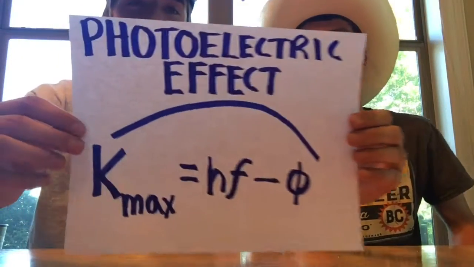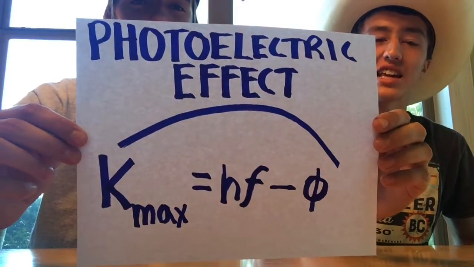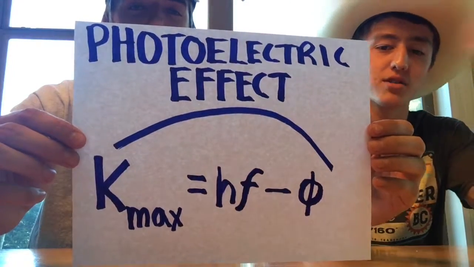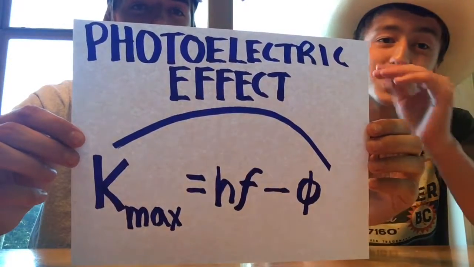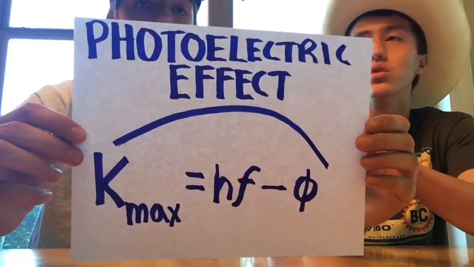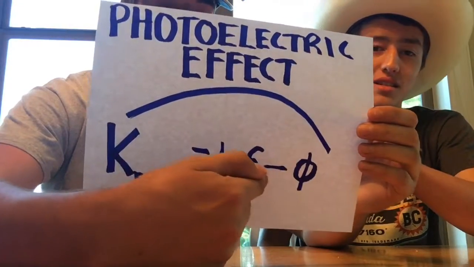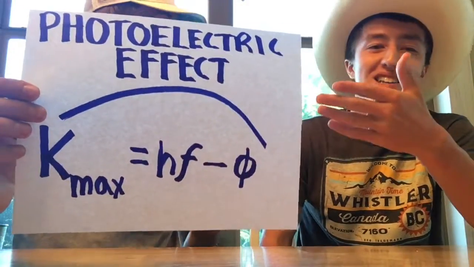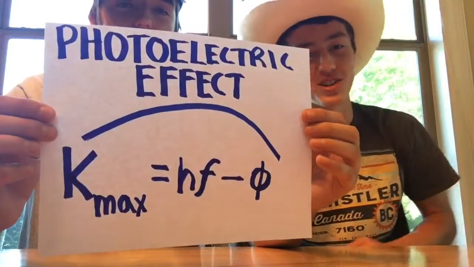Alright, second physics. Photoelectric effect. Big one. Huge. We got K max equals h, already know Planck's constant, times frequency, measured in hertz, as you already know, minus phi, which is the work function in joules. Oh, did I say times? It's minus. It's minus phi, which is the work function in joules.